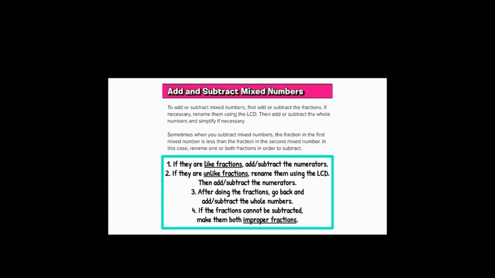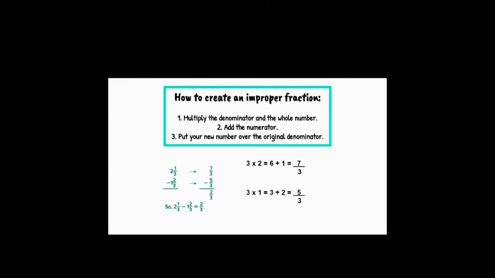Step 4, if the fractions cannot be subtracted, you need to make them both improper fractions, and then you can continue to solve. So I know this is a lot of words right now, but I think it's going to be a lot easier for you guys to see once we start doing the problems. So let's review how to create an improper fraction. Step 1, you're going to multiply the denominator and the whole number. Step 2, add the numerator to that. Step 3, put your new number over the original denominator. So let's look at the example below and we'll kind of talk through all these things.